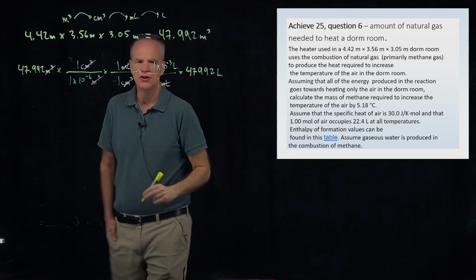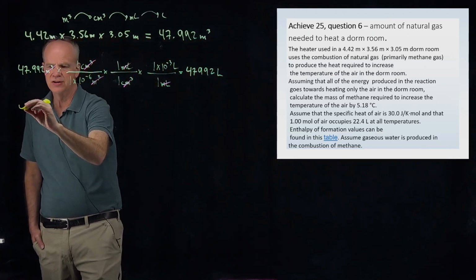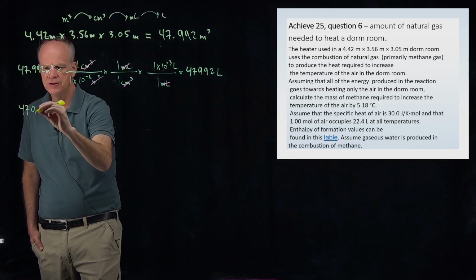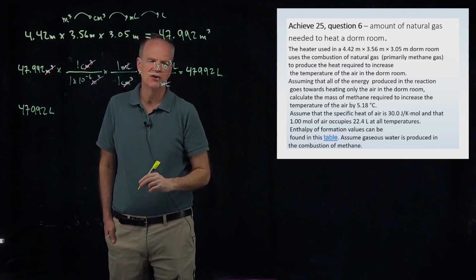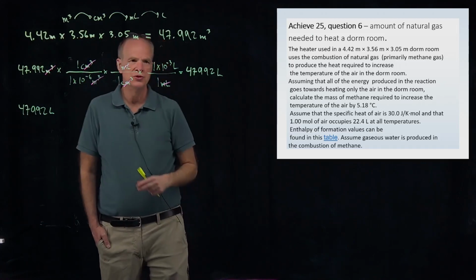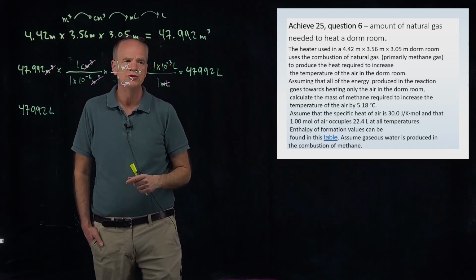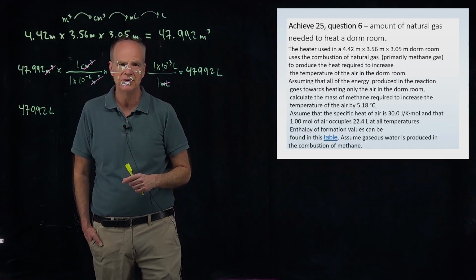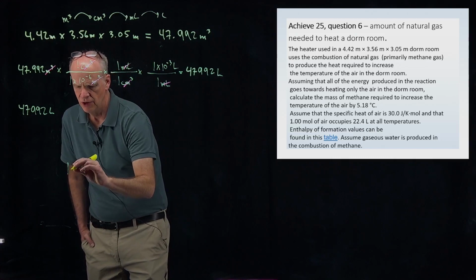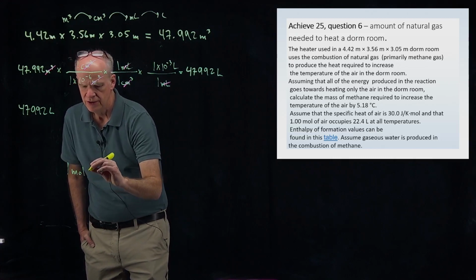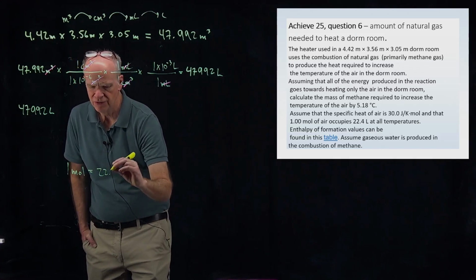Okay, so the next step is I want to take that volume of air in liters and try to figure out how many moles that is. So you have a conversion that could be useful. You're told that 1 mole of air occupies 22.4 liters of space. So let me write that out. 1 mole is equal to 22.4 liters.